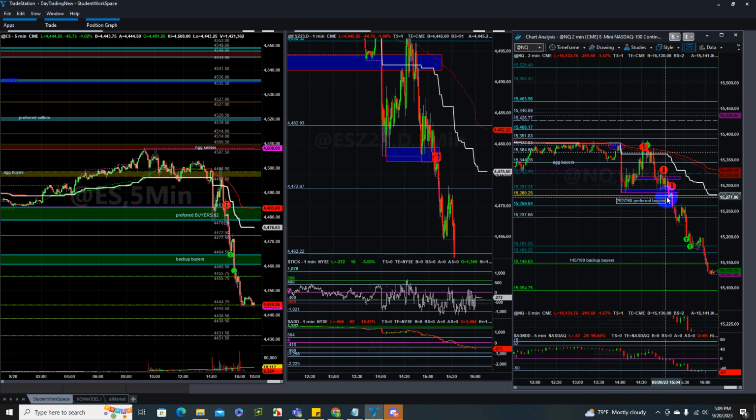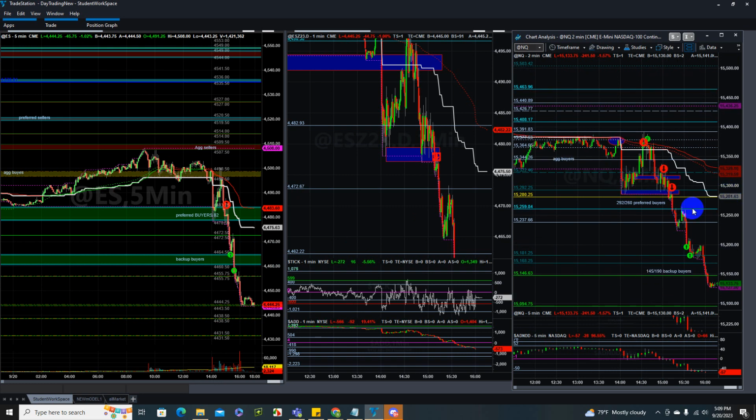See, preferred buyers sliced through it. Now you can see, you could make a case for a long also here, right? Preferred buyers area in the morning, but finally price gave up. Same thing in ES, right? Gave up. So now most likely it will go to the backup buyers area. That's why 60 was my target. So NQ's backup buyers area was this. So most likely it will go here.